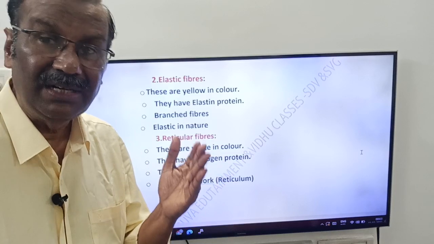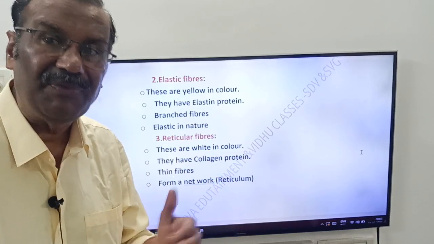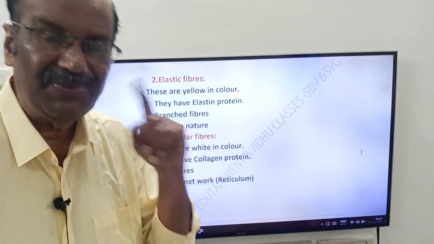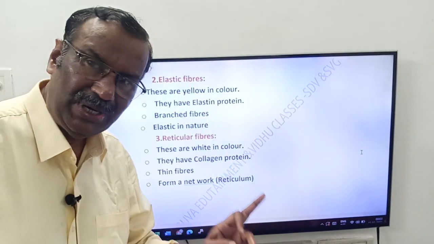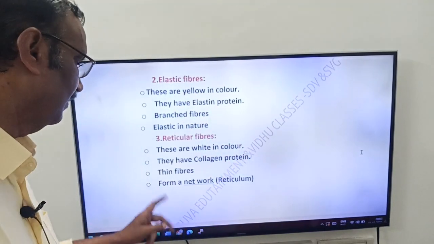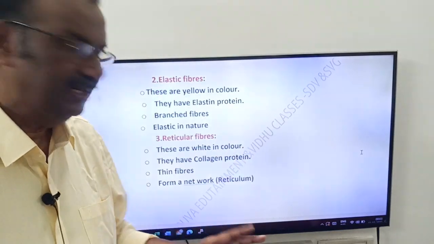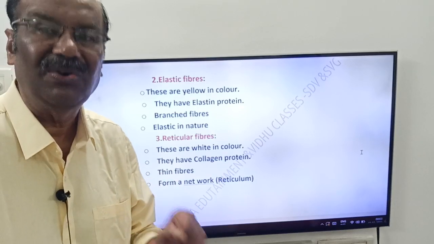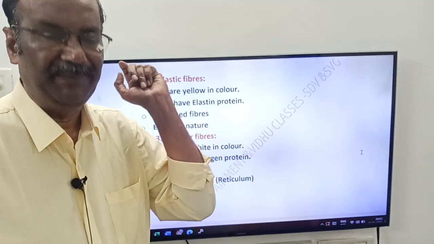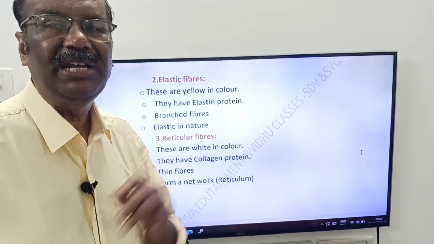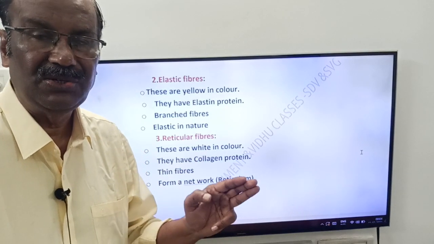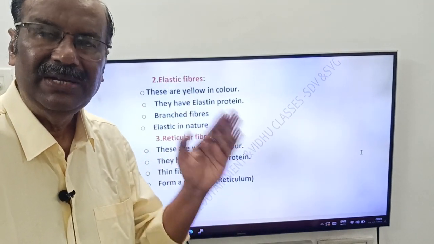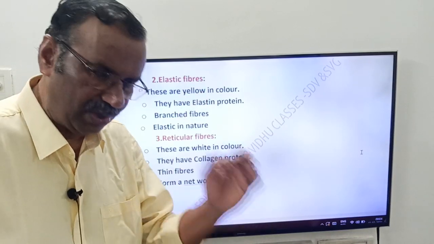Once again, friends, the third type of fibers are what? Reticular fibers. These are white in color like collagen fibers. They have a protein, that is collagen. These are thin fibers, but they form what, friends? They form a network or reticulum. Because of that, we are calling them reticular fibers. Okay, friends. These are the fibers of the areolar connective tissue. How many types are there, friends? Three types: collagen fibers, elastin fibers, and reticular fibers.